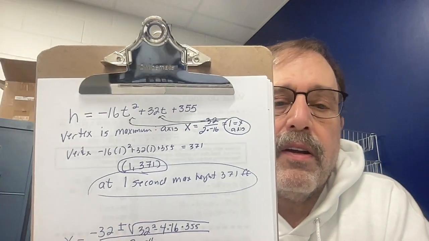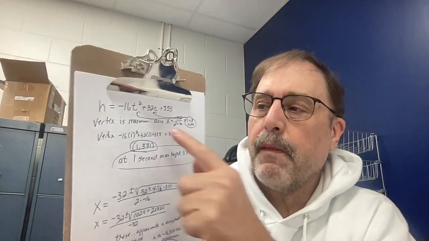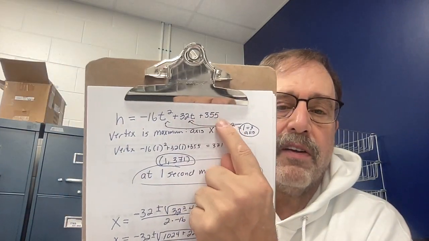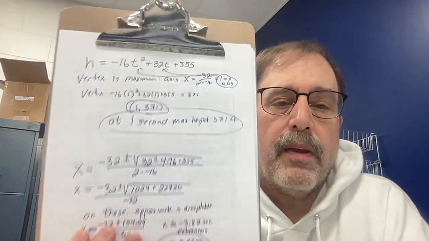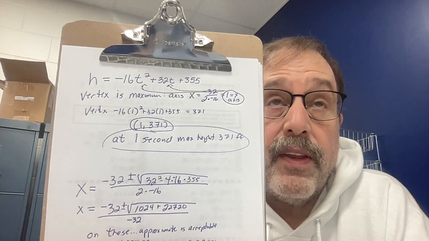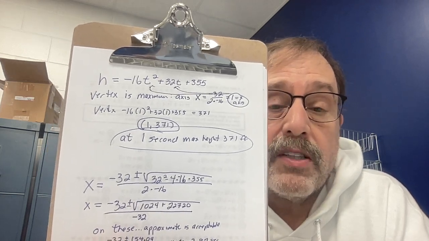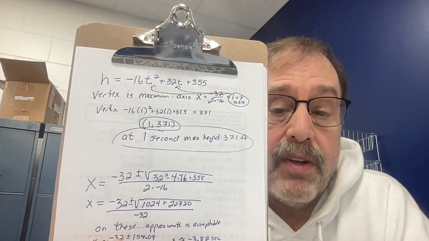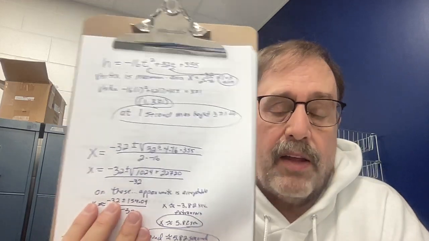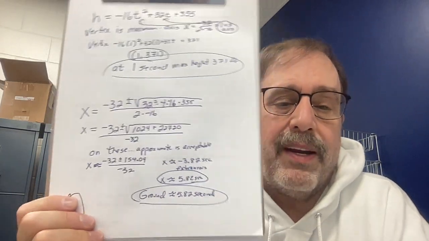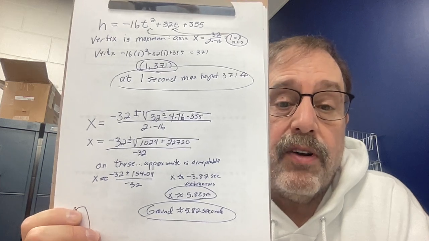So, once again, height in feet, gravity, initial velocity, height above the ground, finding your vertex by doing the axis of symmetry first, will get you your maximum height and at what time it's at the maximum height. And the quadratic formula will get you when it hits 0 feet above the ground or hits 0.